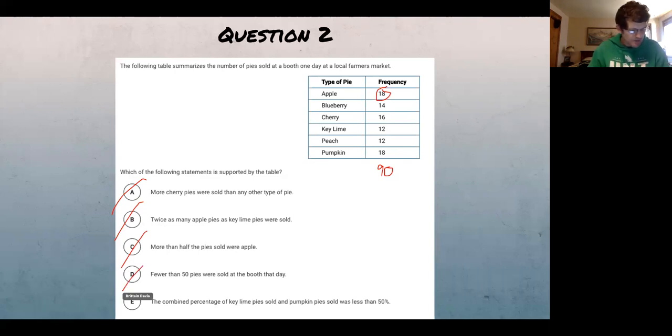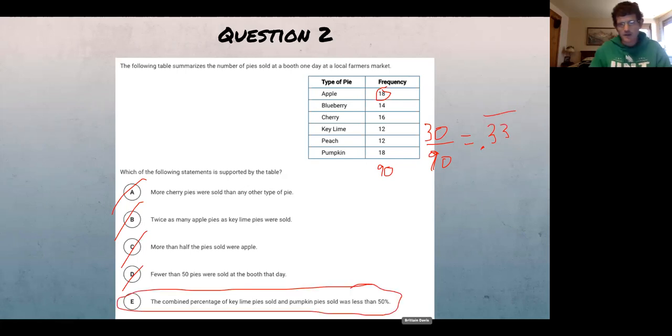The combined percentage of key lime pies sold and pumpkin pies sold was less than 50%. Key lime and pumpkin, that's 30 pies total. So 30 out of 90, that's 1/3, so 0.33. So that's less than 50%. There we go. I always get kind of nervous when I get down to E and nothing's correct. I'm like, oh, either it has to be E or I did something wrong. But it looks like it worked out.